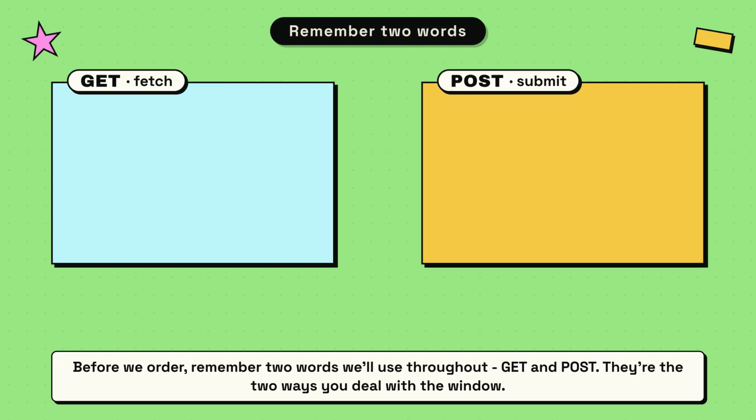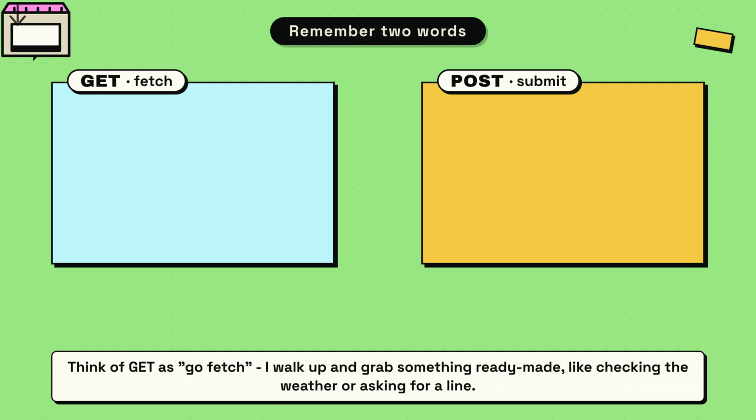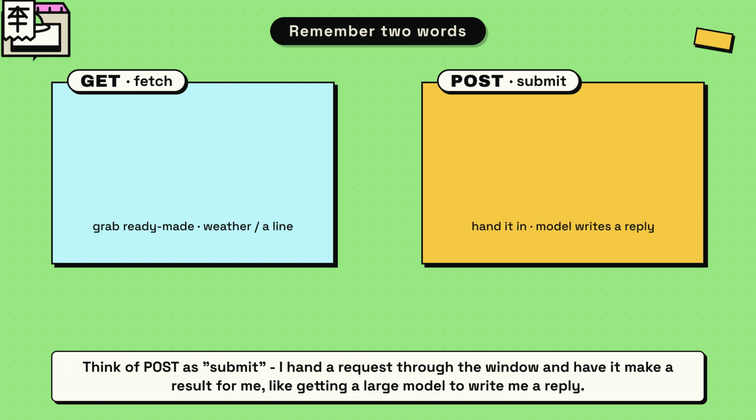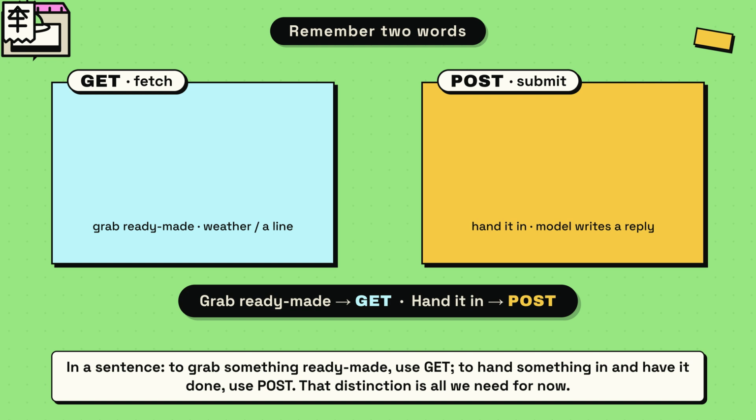Before we order, remember two words we'll use throughout, get and post. They are the two ways you deal with the window. Think of get as go fetch. I walk up and grab something ready-made, like checking the weather or asking for a line. Think of post as submit. I hand a request through the window and have it make a result for me, like getting a large model to write me a reply. In a sentence, to grab something ready-made, use get. To hand something in and have it done, use post. That distinction is all we need for now.